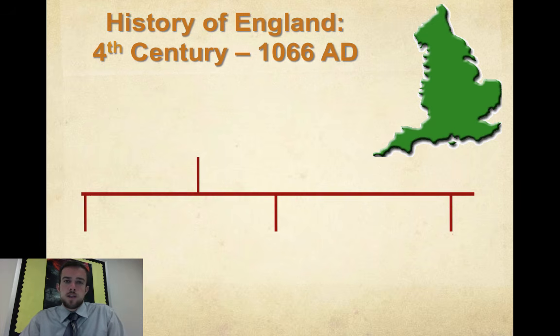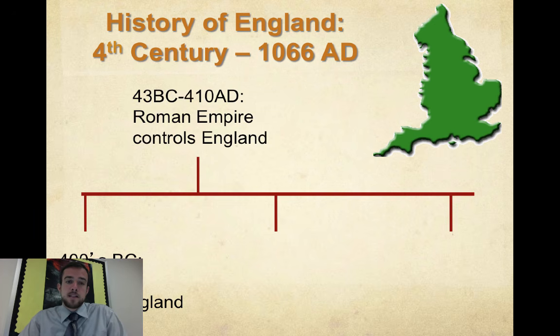So let me give you just a little quick history here. In the 400s BC, the Celts landed in England. Think about the Boston Celtics. They're namely based off of this team. Also, some people with Irish descent go back to this idea.